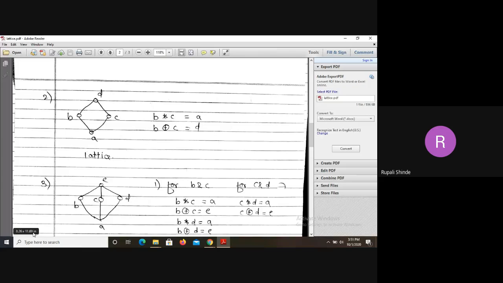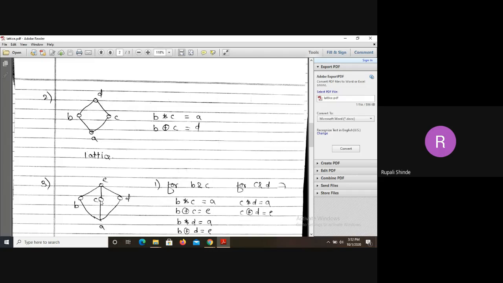And least upper bound? E. That's why B star C, the greatest lower bound of B and C, is equal to A, and the least upper bound of B and C, that is B XOR C, is equal to E. Now check for elements C, D.